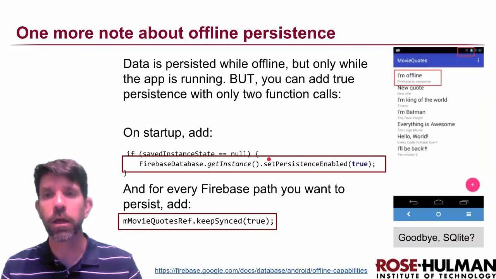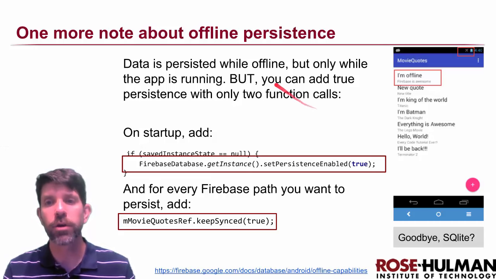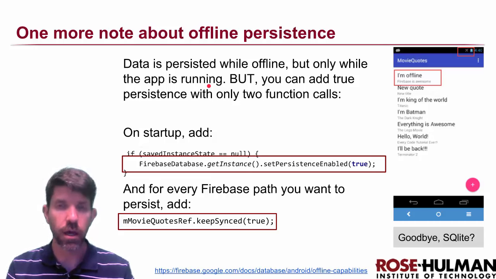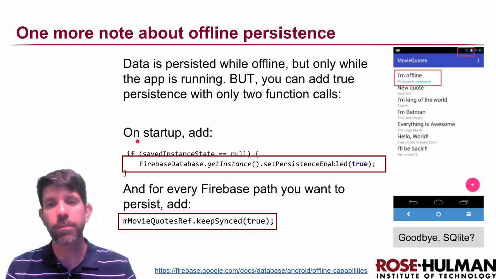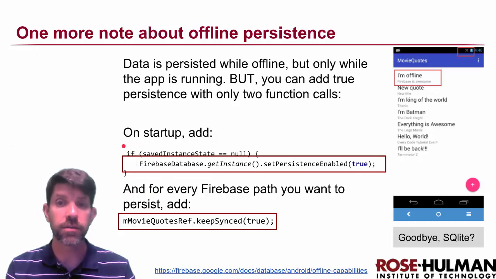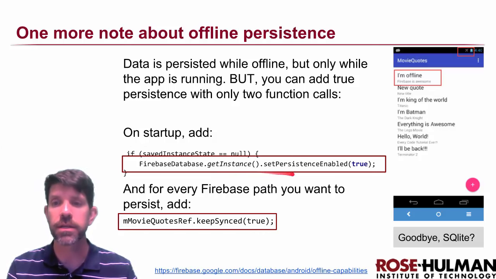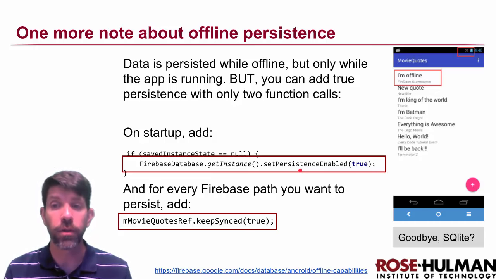Anyway, that's about it. So one more comment though that we'll mention, since earlier we showed an example where the data was persisted offline. Remember what we said there, that was only while the app was running, okay? If you want true persistence, they've actually made it incredibly easy to do. We only need a couple of function calls. So when your app is starting up, and usually people will maybe put it in MainActivity or in their Application class, and they'll protect it if it's in MainActivity with something about savedInstanceState here. And what you're going to do is just get an instance of your Firebase database, and then you can call just setPersistenceEnabled(true), okay?